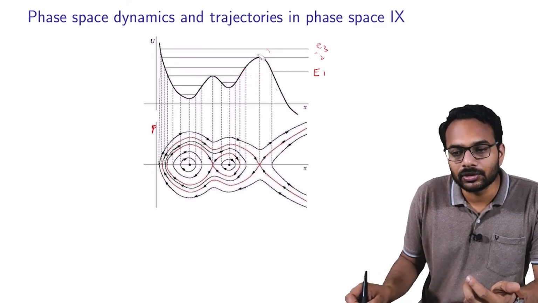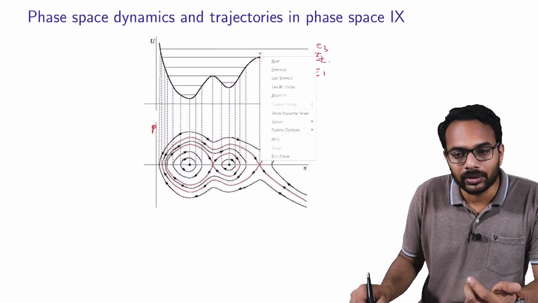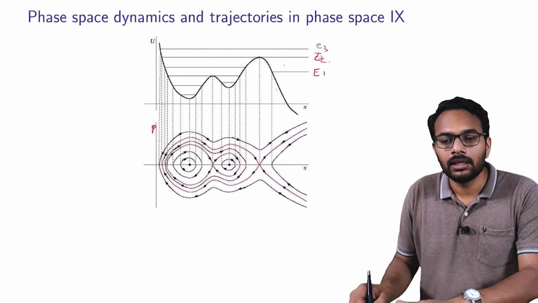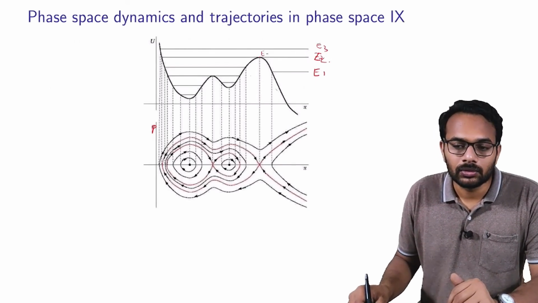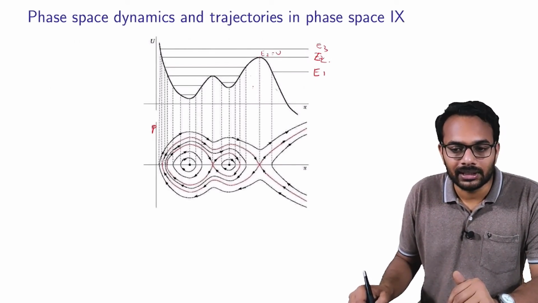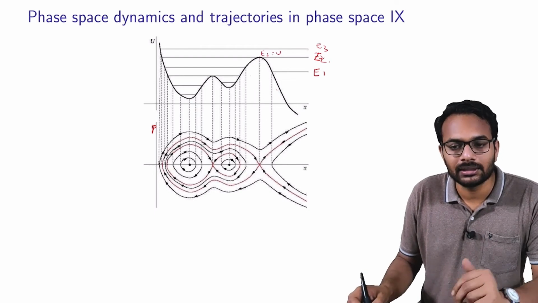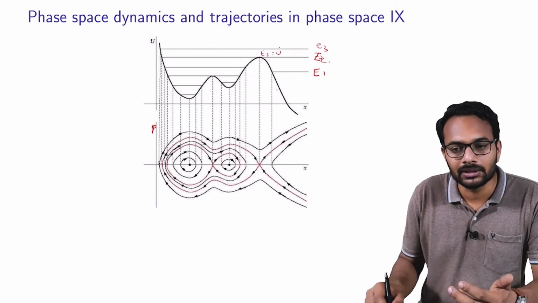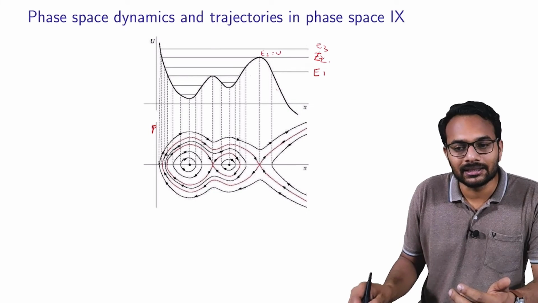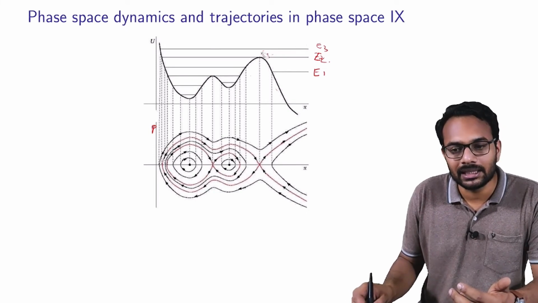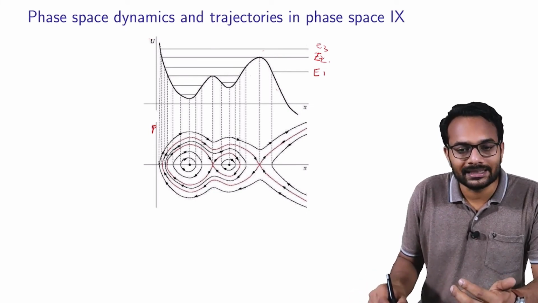This line corresponds to some other energy E2, and you see that at one point E2 is equal to U. That will correspond to a separatrix. And this is for E3. You see that it's completely unbound. It can go anywhere except beyond this point. It cannot go beyond this point.